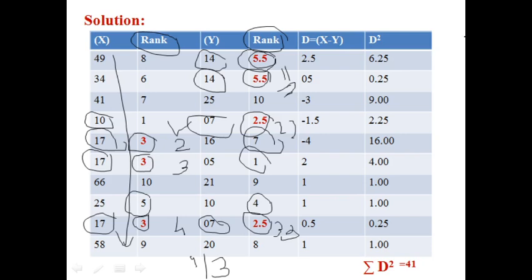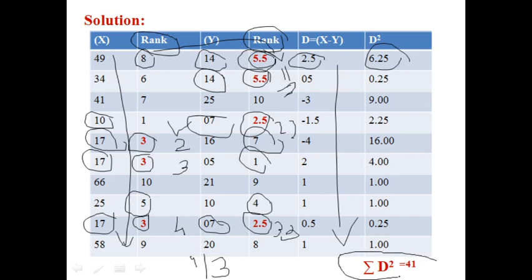Then the next column is the same as the previous example, that is d is equal to x minus y. What is our x? Note down that x is rank and y is also rank. So here we get d, from that d square, and finally the summation of d square.